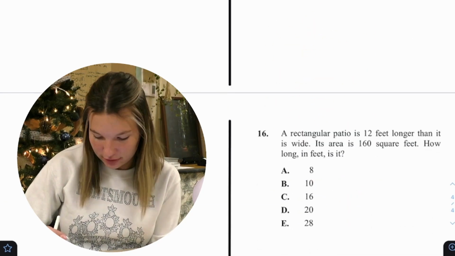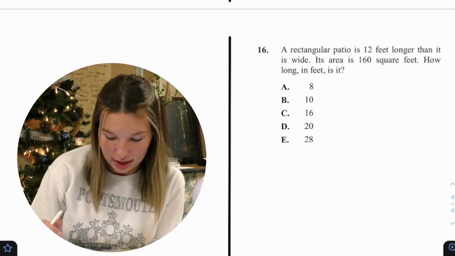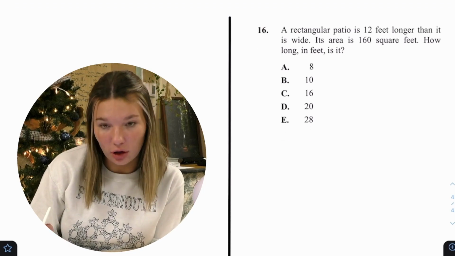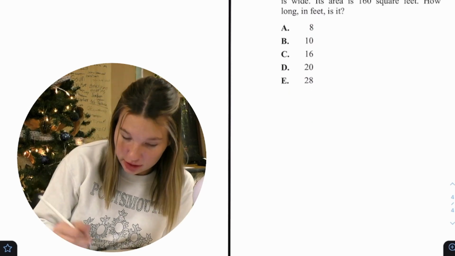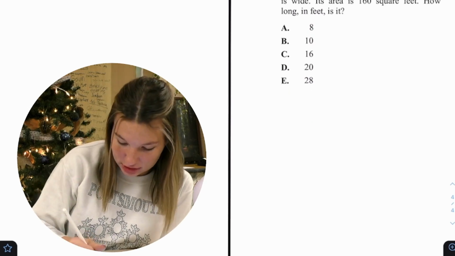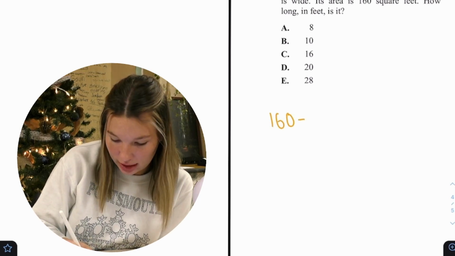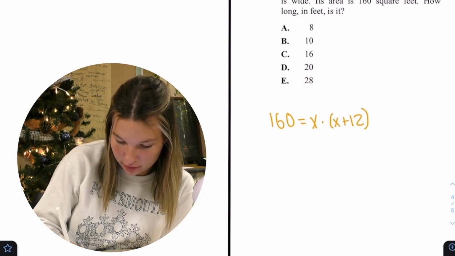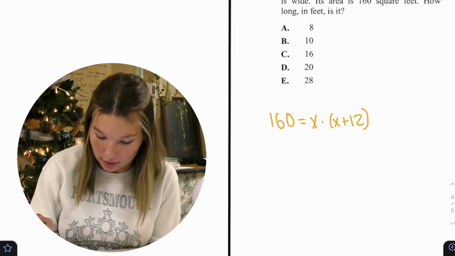And finally, for today, a rectangular patio is 12 feet longer than it is wide. Its area is 160 square feet. How long in feet is it? For this one, you can do it one of many ways. The way I'm going to do it is set up an equation where 160, our total, equals x times x plus 12, since our side lengths are a number and then that number plus 12.